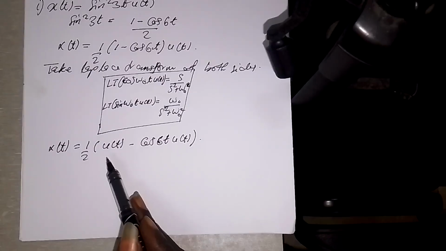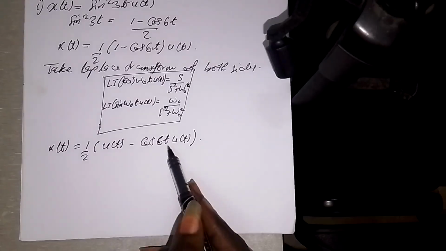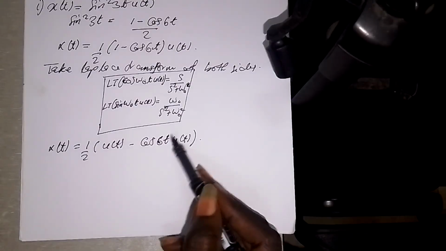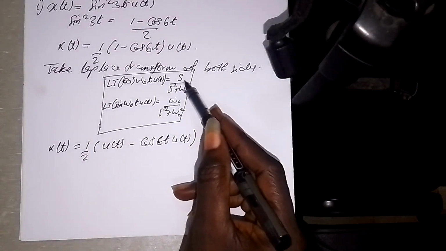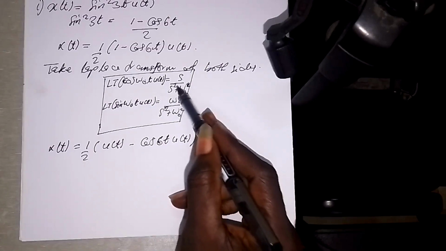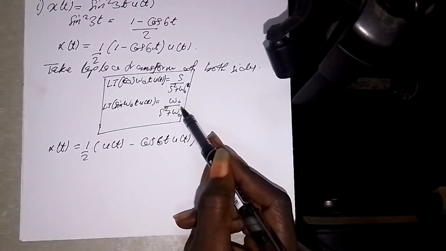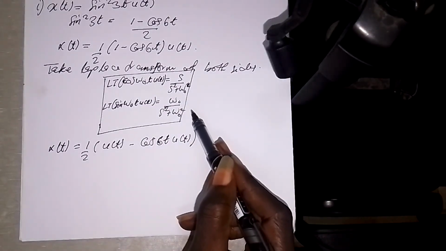1 over s, and then over here for cos 6t, I'm going to get s over s squared plus 6 squared, which will be 36.